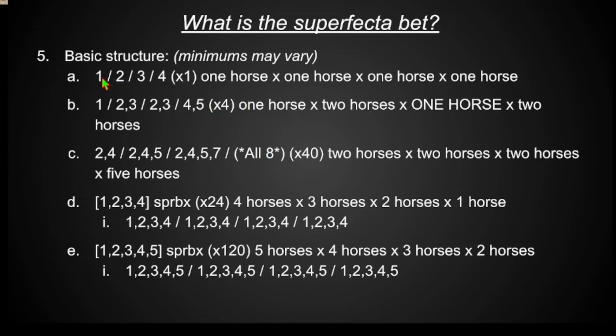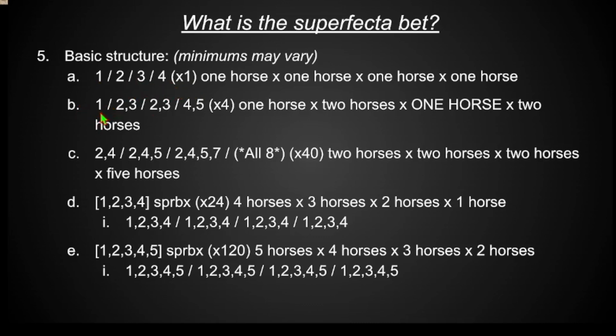So the basic structure, we'll look at A. This is the 1 horse in first, the 2 horse in second, the 3 horse in third, and the 4 horse in fourth. Very simple. That's 1 horse in each placing. Very straightforward. There's only one combination, so it's a multiplier of 1, and the horses would have to finish in that order in order for you to win your bet.